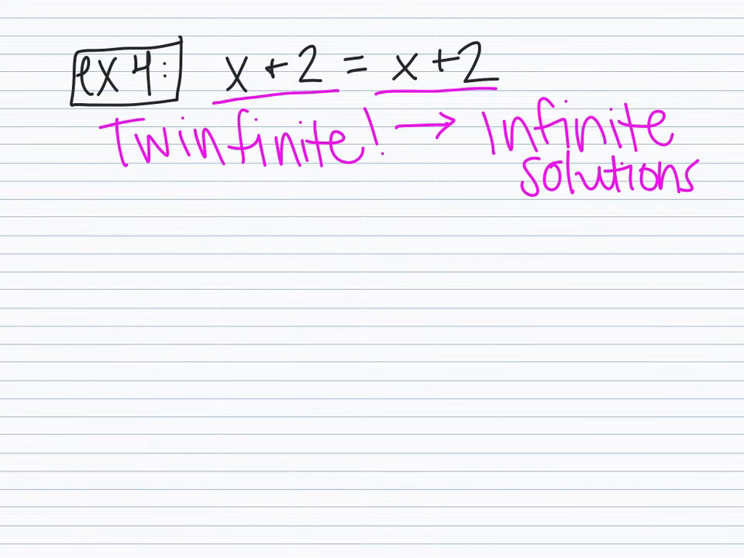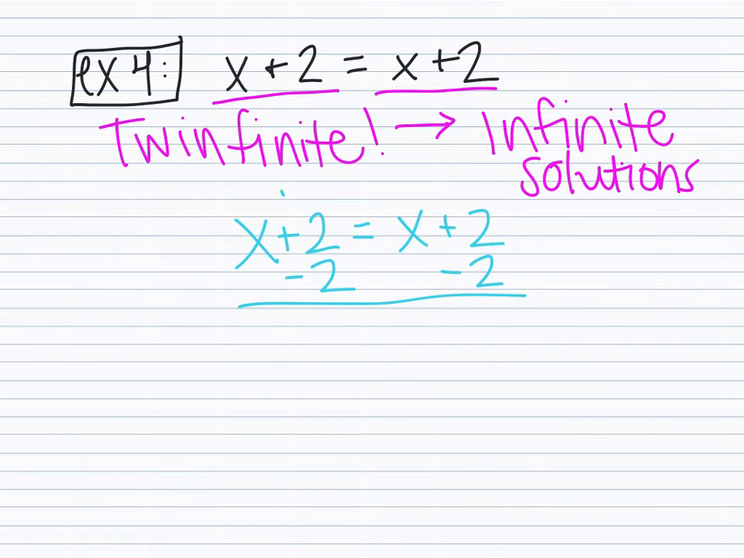But if you can't tell by looking at that right away, this is what would happen if you try to solve it. x plus 2 equals x plus 2. Subtract 2 from both sides. We have these that equal 0, so that leaves just x on the left side. And 2 minus 2 is 0, so we have x on the right side. x equals x, so again, we have infinite solutions.